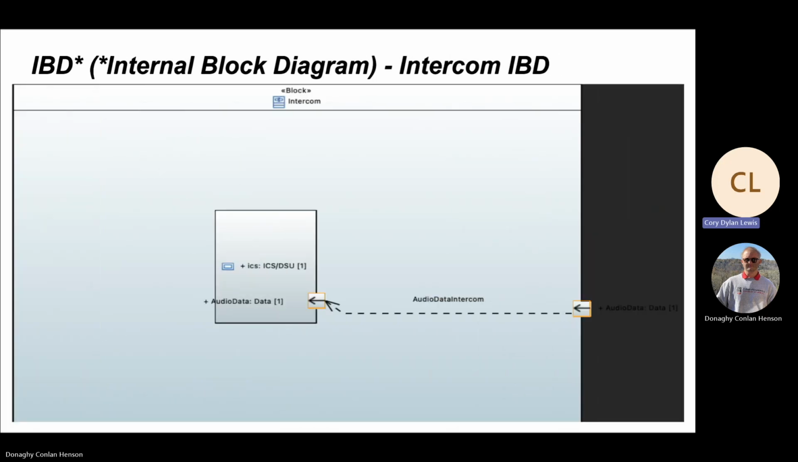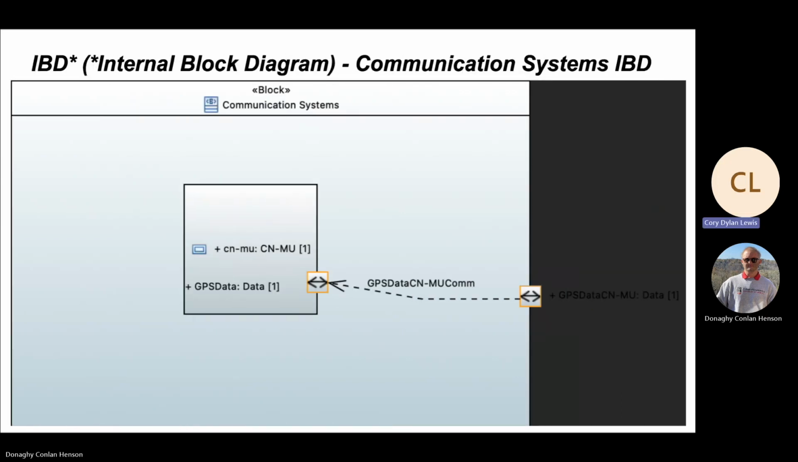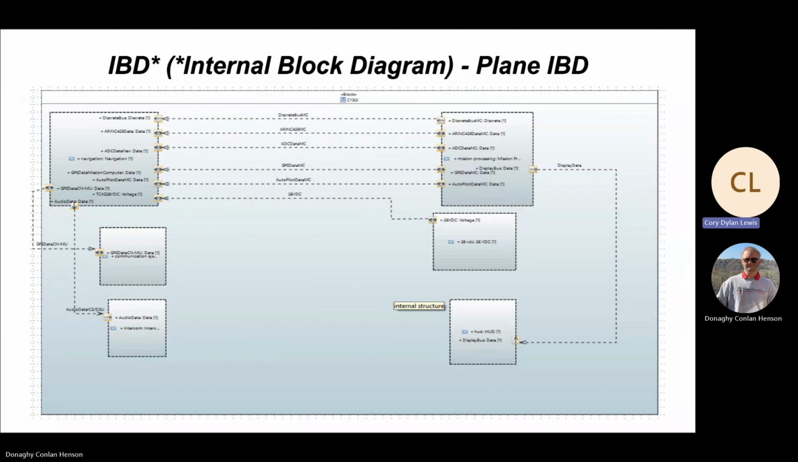Here's just the intercom block. It simply hosts the IC/DSU, and it is just receiving audio data. This is the communication systems block, which just hosts the CNMU, and it is just receiving the GPS data from the upper block of the plane. Here's the final and top block, the C130J block, where you can see how everything connects together. You can see how the navigation block, which hosts the TCAS processor, is sending the data into the mission computer, and how that is processing the data so that the whole plane can understand what is going on and all the data can be transmitted throughout the plane.